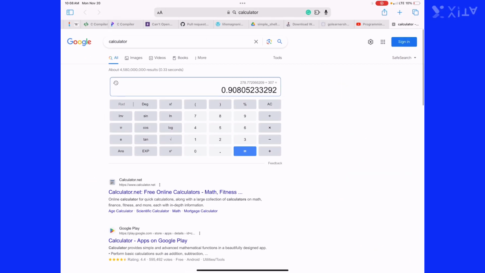Arc sine 0.9081. Okay, inverse sine 0.9081. Okay, I think I didn't do that one. Sine 0.9081 inverse sine.